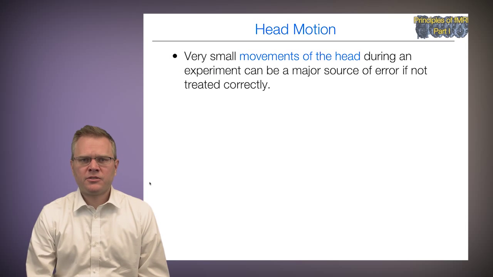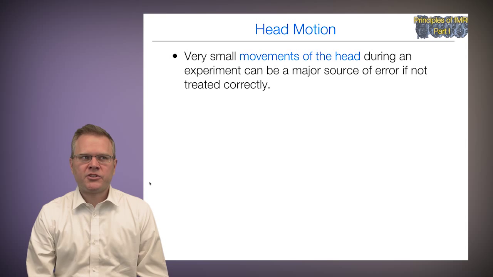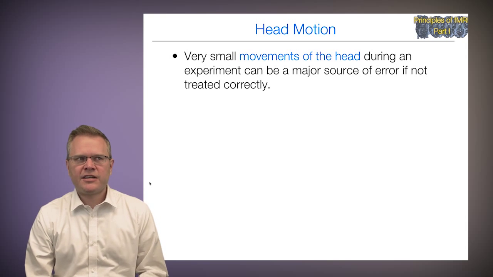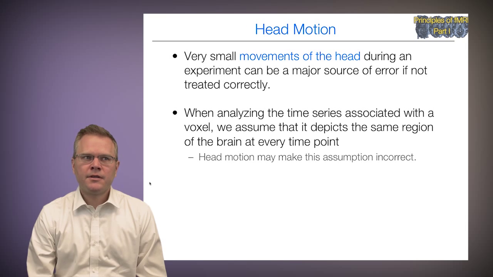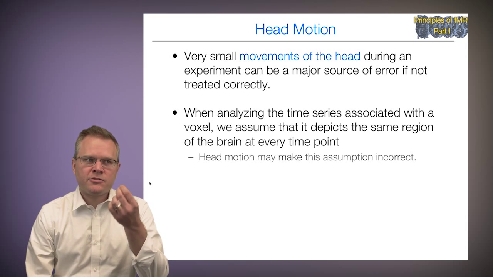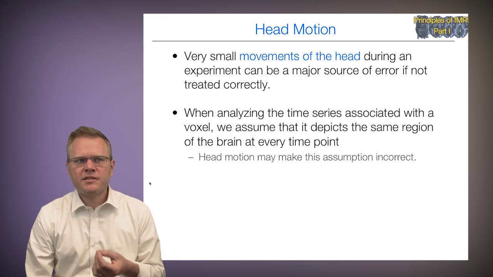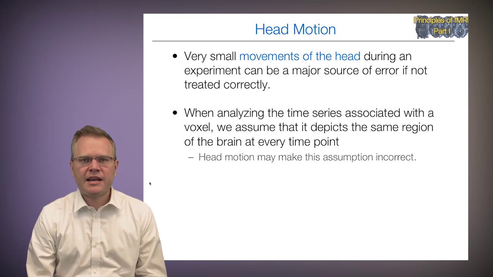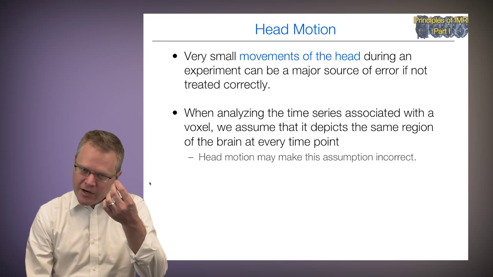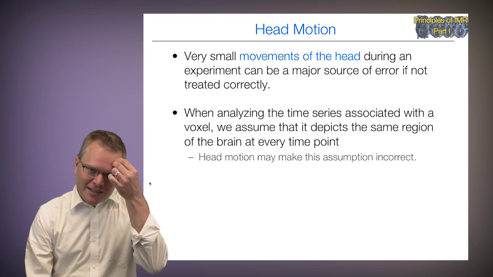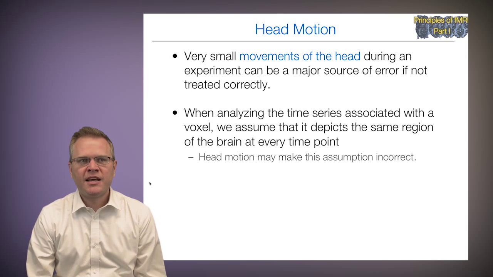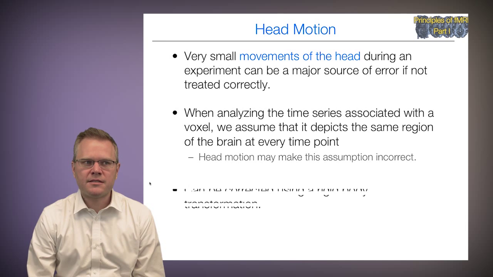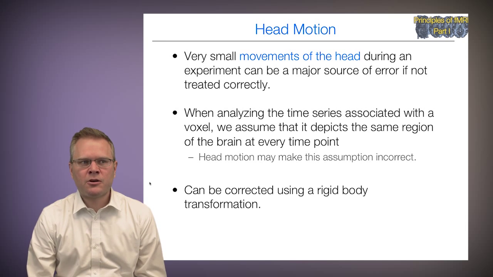Head motion is a serious problem in neuroimaging, and even very small movements of the head during an experiment can be a major source of error if not treated correctly. When analyzing a time series associated with a single voxel, we always assume that it depicts the same region of the brain at every time point. However, if we move our head around, one voxel that was in this position might be in a completely different brain area because of head motion. This is something that we want to guard against, and this can usually be corrected using something called rigid body transformation.